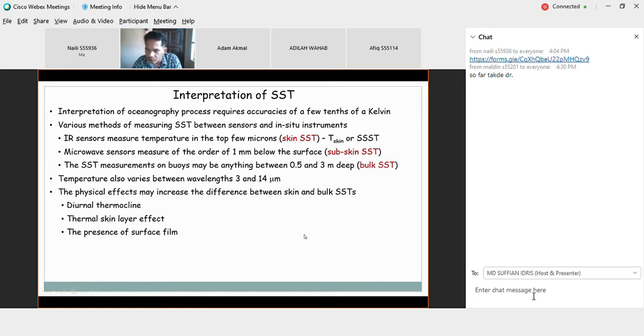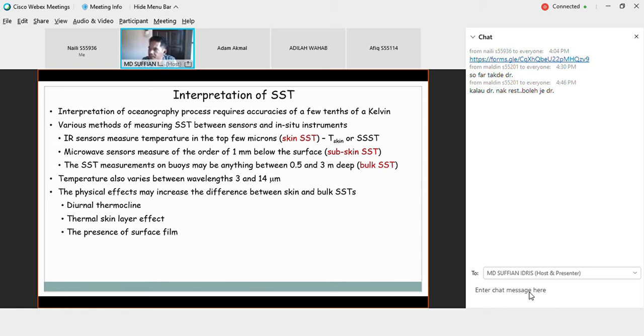Okay, interpretation of SST. Sehingga nanti kita rest sekejap. Interpretation of SST, this process requires accuracy of a few tenths of a Kelvin. So dia punya accuracy, dia mesti kurang daripada 1 Kelvin. So 1 Kelvin tu adalah sub degree Celsius. A few tenths bermaksud bahawa it must be less than 0.1 Kelvin, the accuracy.